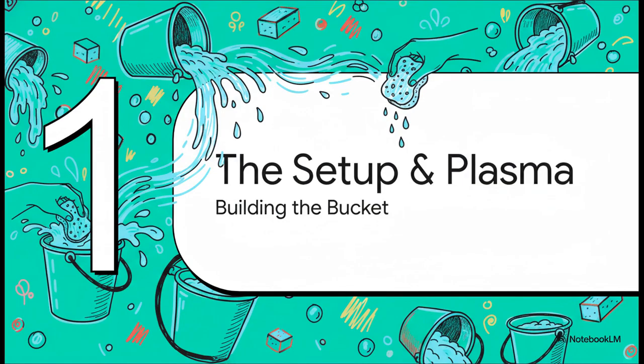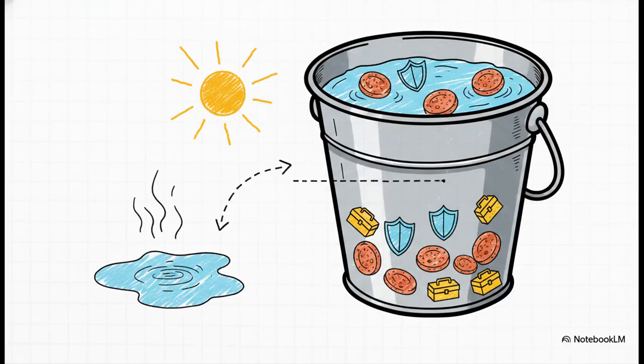All right, part 1, the setup and plasma. So the crucial point here is establishing our foundational environment. Imagine the bloodstream is a bucket of water. Inside are sponges, a security team, and tiny repair kits. That water itself represents the plasma. Now, a CBC doesn't actually measure plasma directly, right? But it heavily impacts the results. Think about it. If the bucket loses water, say through dehydration, it might look like you have way too many sponges. But in reality, the ratio is just skewed because the water level dropped.